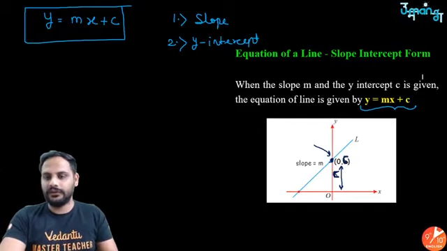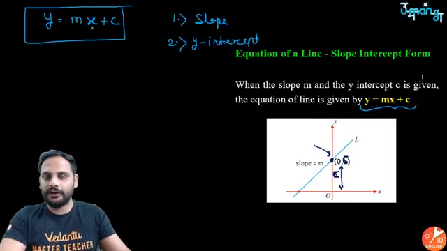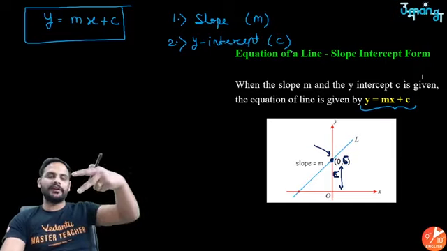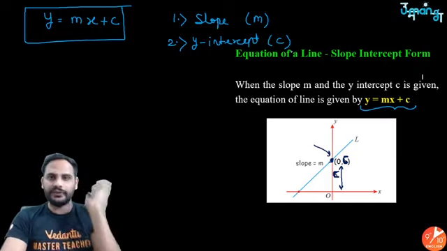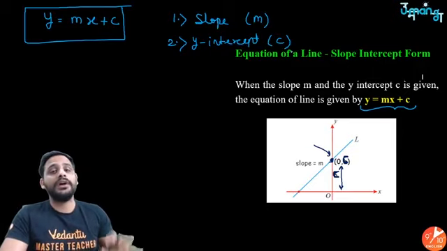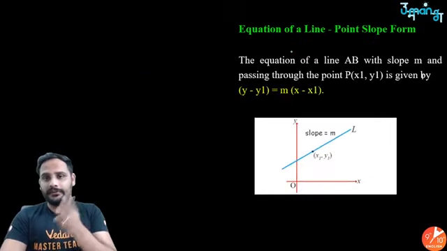So if we know this, we can clearly write the equation as y is equal to slope into x plus the y-intercept. So slope will be m, y-intercept will be c. So these are the two things. If you know these two things, use this form. The requirement is very necessary: whatever you know, according to that you have to choose the form. This is the form for which you need the slope and the y-intercept.